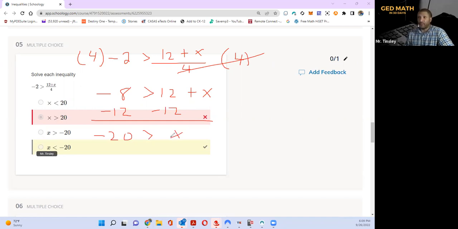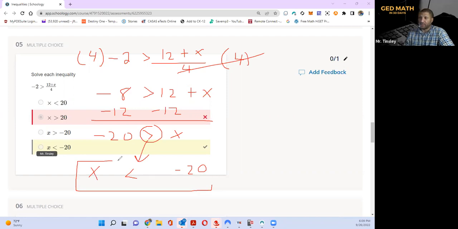This is where people make the mistake. When they see minus 20 greater than x, they have to realize that the variable of the inequality must be on the left side. So you switch the sides, putting the x on the left and the negative 20 on the right, but you also switch that sign. So instead of greater than, this becomes less than. And that's your final answer.